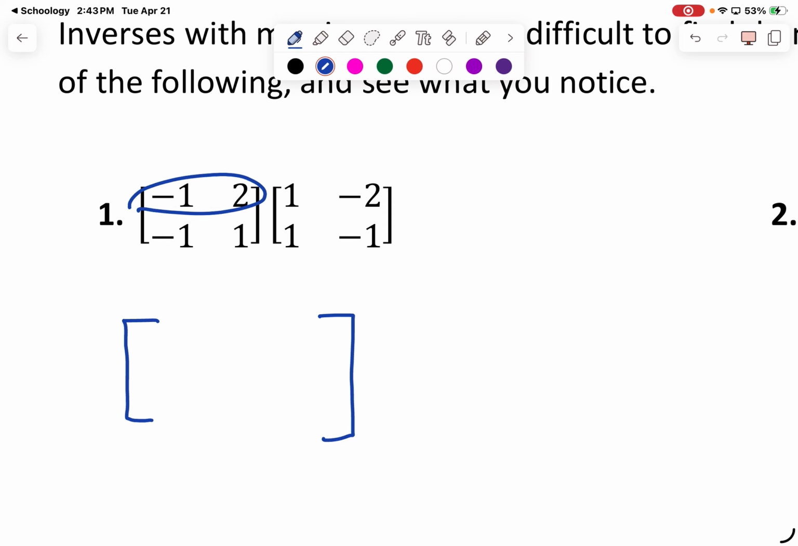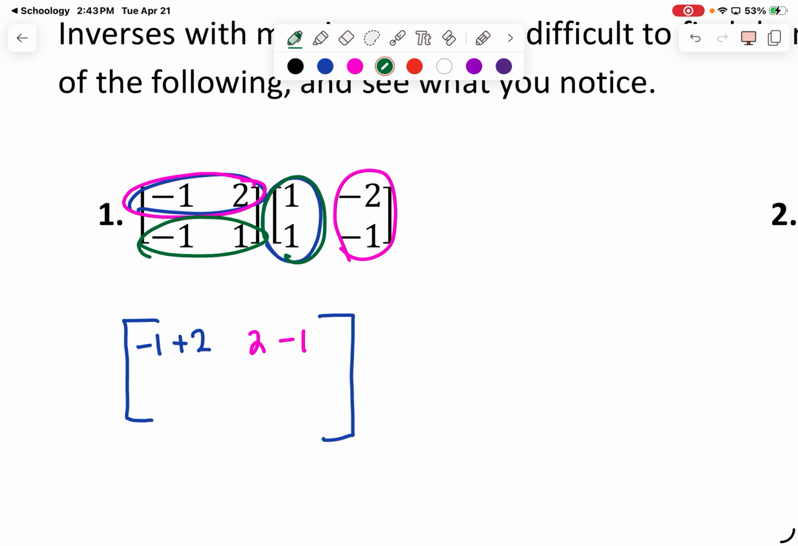And then we have row times column, so that's -1 times 1 is -1. 2 times 1 is 2. Then we'll do row 1 times column 2. -1 times -2 is 2. 2 times -1 is -1. Row 2 times column 1, -1 plus 1. And row 2 times column 2, 2 minus 1.